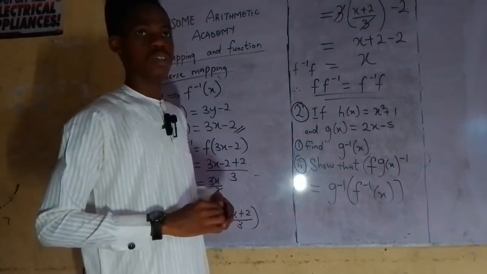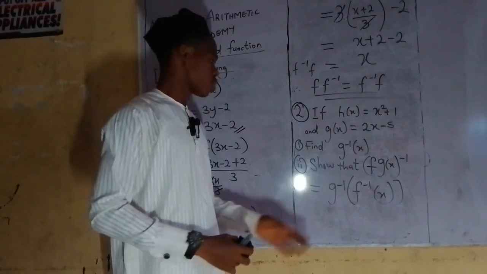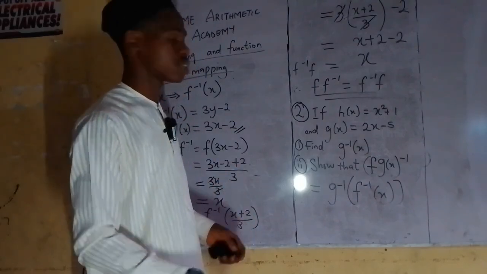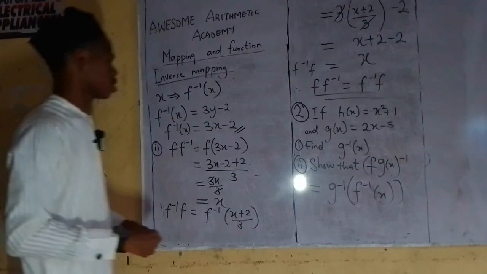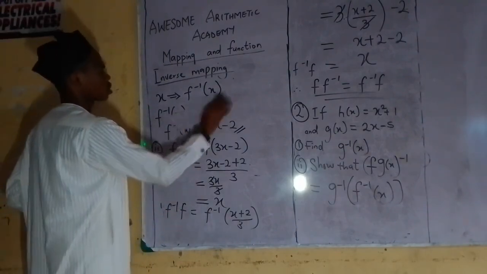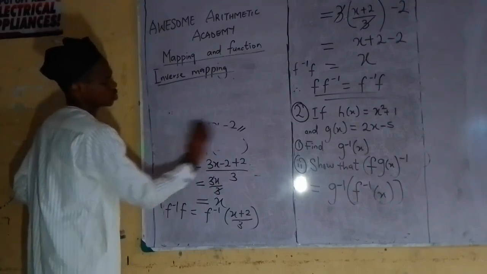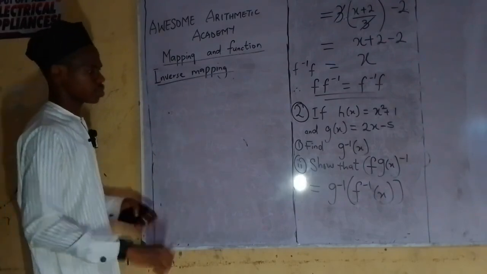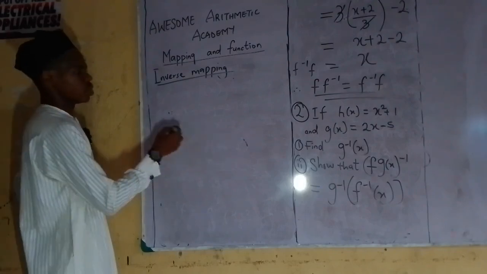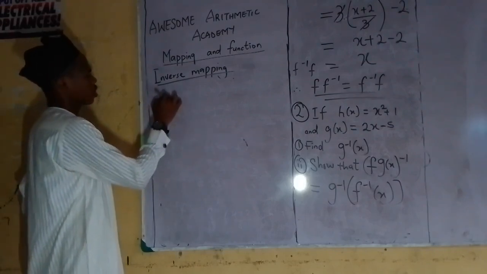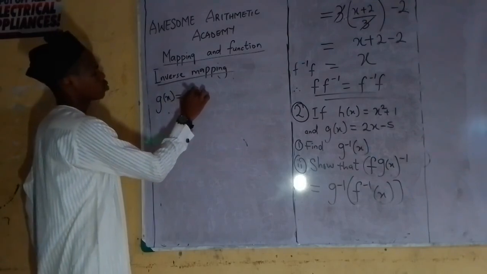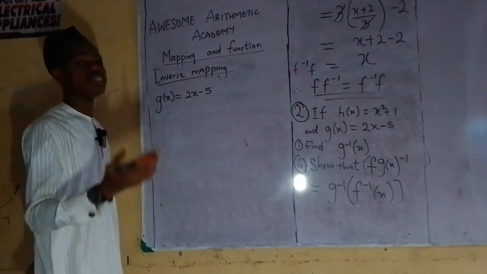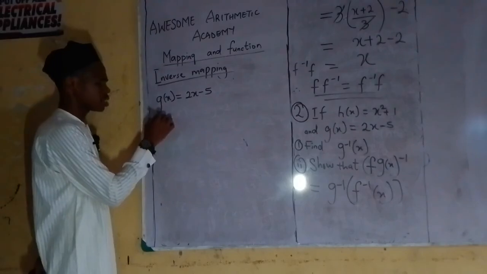So now by God's grace, I will do the first one. I will like you guys to try and check this second one if actually they are going to be equal. Now let's try and do that quickly. So we have g of x. We are given g of x to be 2x minus 5. Now we want to look for the value of what? G inverse of x.